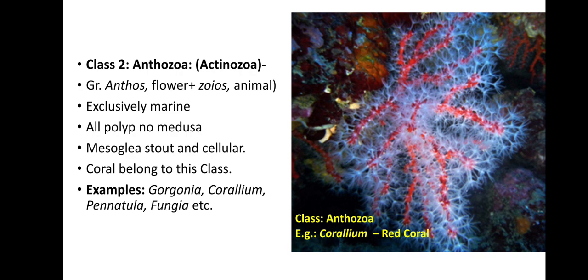Again, see, this is very important. The members of Anthozoa are only polyp. Okay, they are only polyp. There is no medusa at all in Anthozoa. And here the mesoglea, the layer that is present between the epidermis and the gastrodermis, is cellular. That means some cells are present in it.